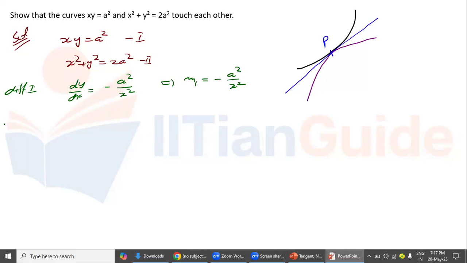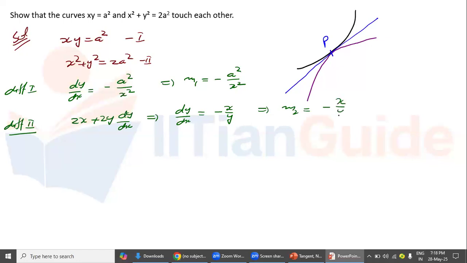Now differentiate the second one. Then I'm getting 2x plus 2y dy by dx. If I simplify it, I'm getting dy by dx that is minus x upon y. Or I can say the slope of the tangent m2, I have got minus of x upon y.